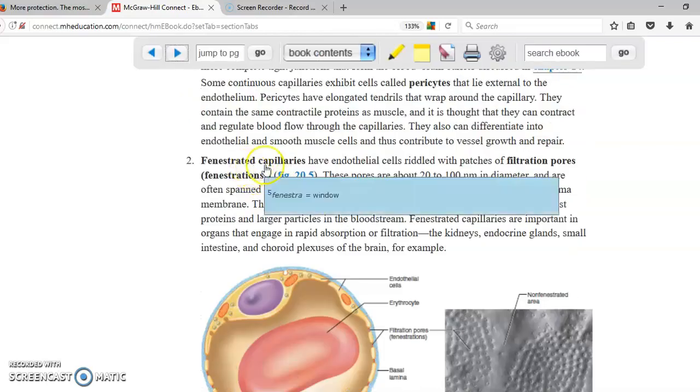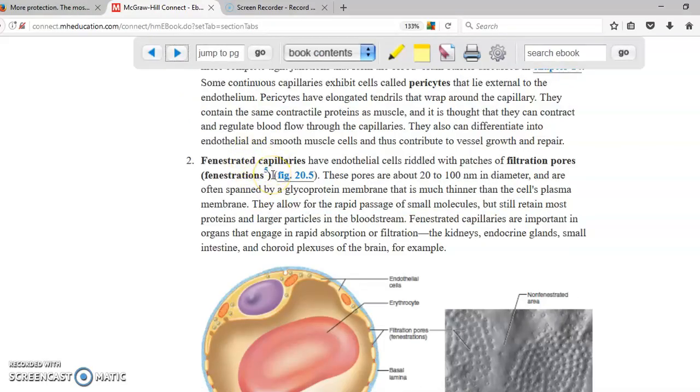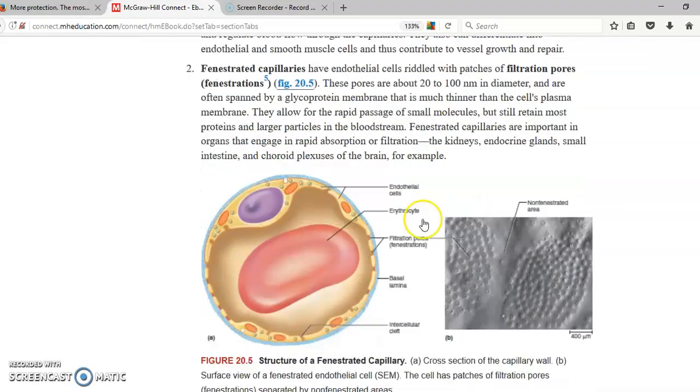The other one is fenestrated capillaries, capillaries that have holes in them. They have holes because this is where filtration is going to happen. You see, that's going to give you filtration pores. Filtration happens mainly, for example, in the kidney, right? We filter our blood in order to create urine. You have fenestrated capillaries in your kidneys and endocrine glands, and small intestine, because in there we absorb a lot of food, for example, right? Nutrients.